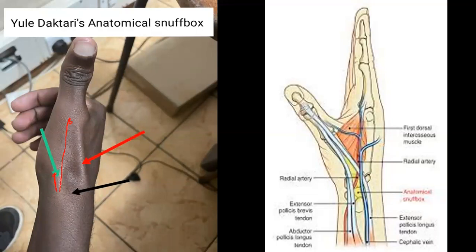So this triangular space, roughly that, and over here where I pointed by the black arrow, that is my radial styloid process. So you can see that depression there. That triangular outline outlines the anatomical snuffbox, and it is simply this region here.